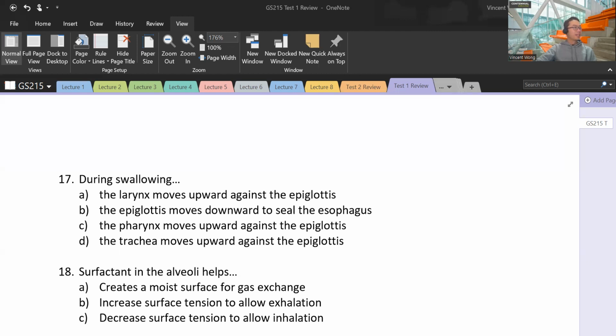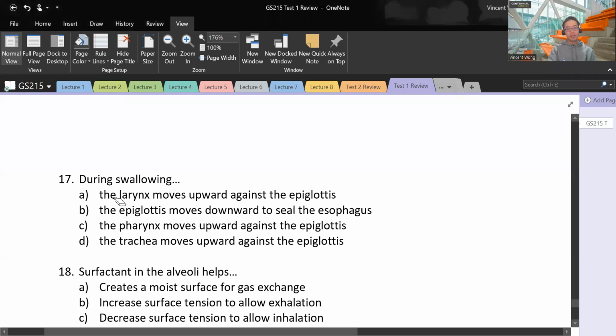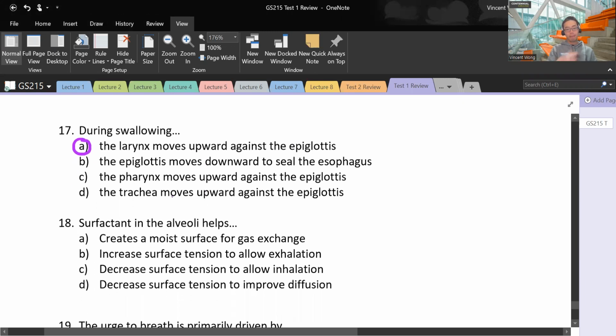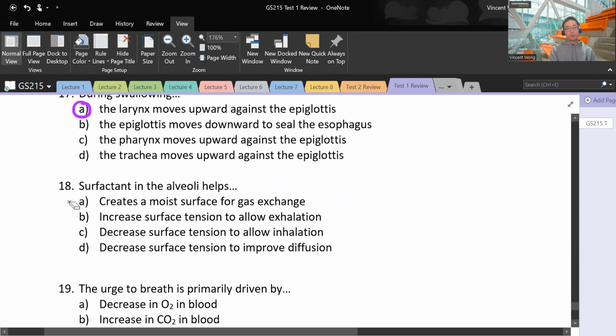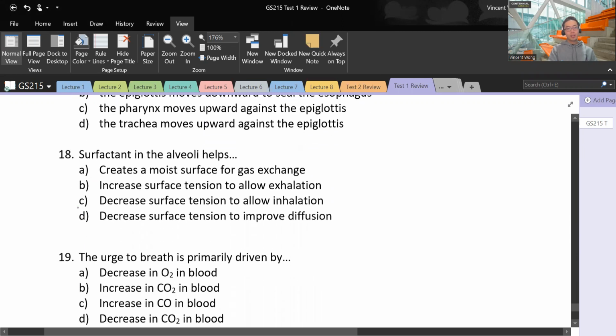Okay, the answer here is the larynx moves up against the epiglottis. I told you to put your hand on your throat, remember, and you swallow, and you feel it moving up and pressing against the epiglottis. So it seals up the trachea when you swallow. Okay, we're just going to do these two together.